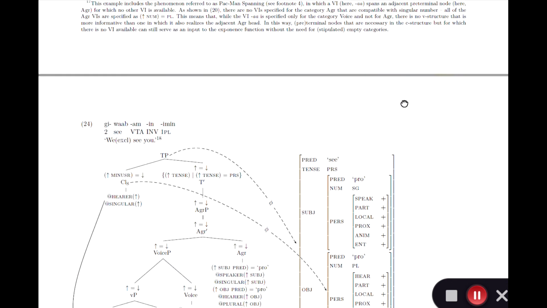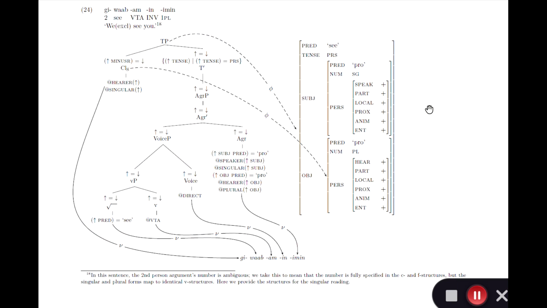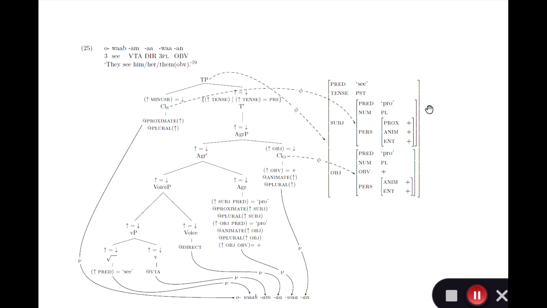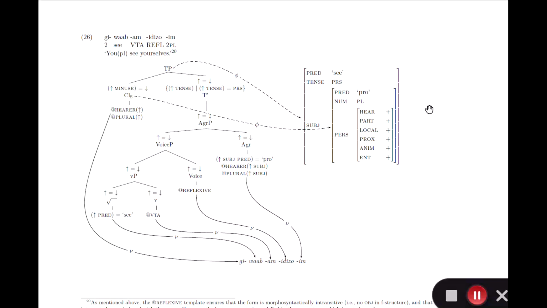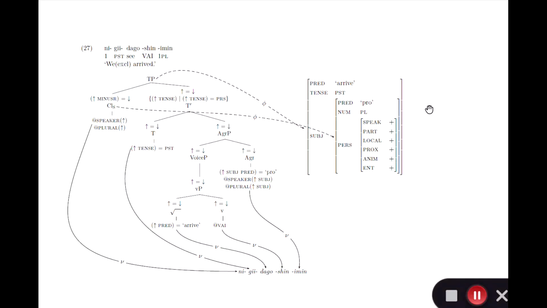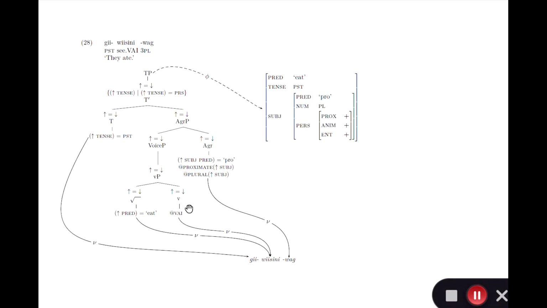And these other examples just exemplify the rest of the agreement system that we have here. I'll just draw your attention to this last one here, 8, where again we have this element which indexes features of both the root node and the little v node, so wisini.